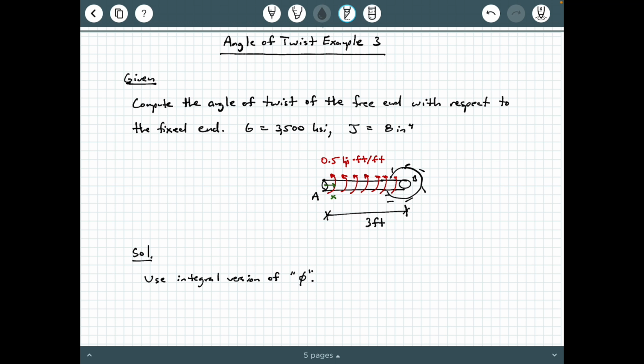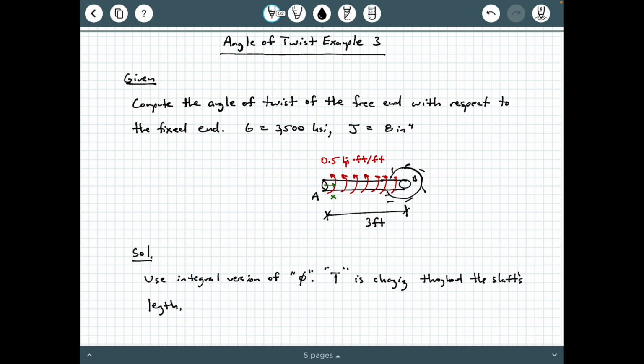Remember, phi has T, which is torque, in the numerator, but we don't have T directly given to us, right? I mean, think about it. If you use method of sections and you make a cut anywhere along this shaft, T is going to be changing. So let's make a note of that, okay? T is changing throughout the shaft's length, okay? Think about it.